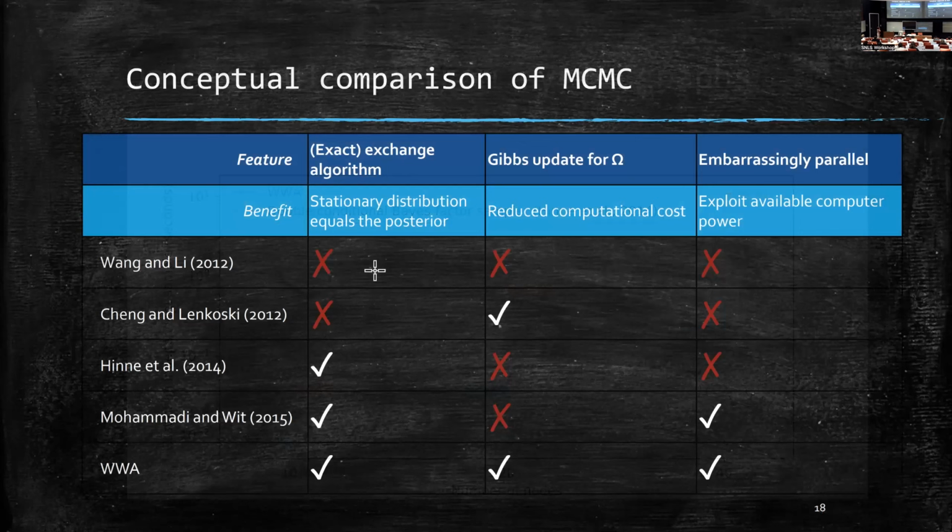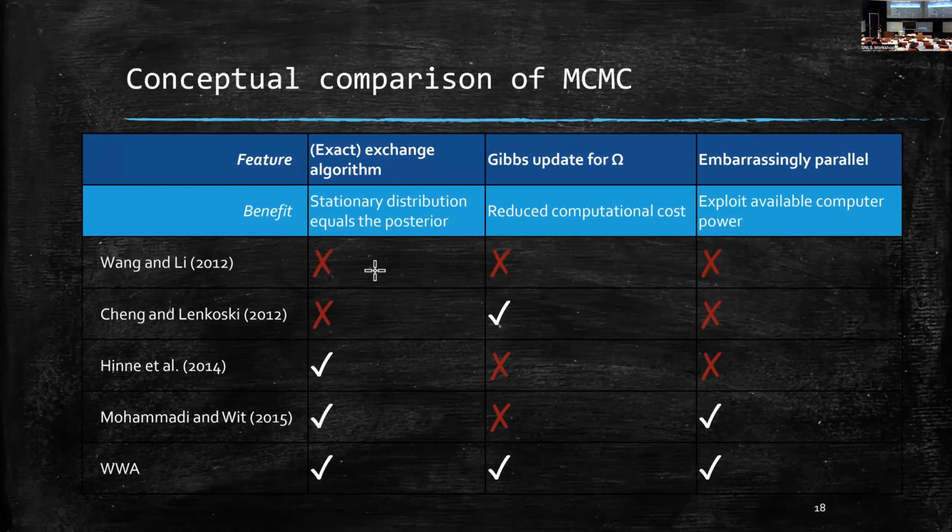This is a conceptual comparison of the MCMC. We sample from the right stationary distribution. We're not sampling from an approximate distribution. If you employ approximation of the ratio, sometimes you do sample from an approximate distribution. You can see not all the algorithms do it. We have reduced computational cost, as I told you, mainly due to the Gibbs update for omega. And then, as I said, this algorithm is quite parallelizable. BDgraph of Mohammadi and Wit is also quite parallelizable, but the most popular algorithms in the literature are not.